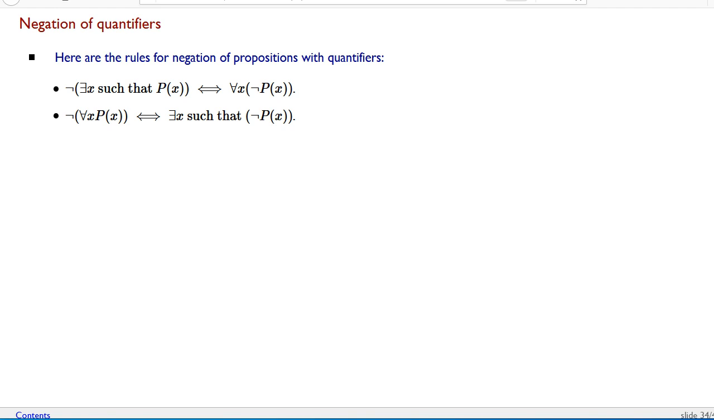The negation of the universal quantifier involves the existential quantifier. If I want to show that the statement p of x is true for all x is false, all I have to do is exhibit one x for which p of x has the value false.